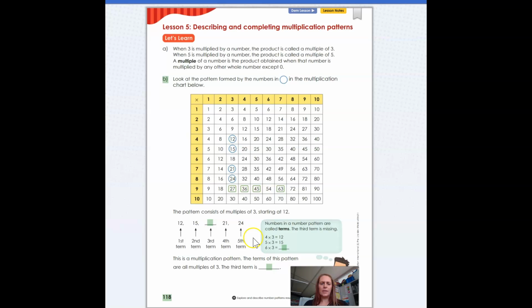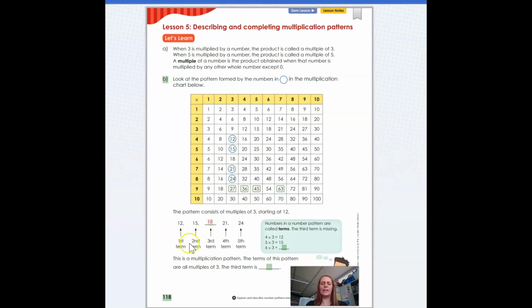Okay, so it says here this is a multiplication pattern. The terms of this pattern are all multiples of 3. The third term is, okay, so we can go here to our chart. We've got 12, 15, 18 is missing. If we go across, 18 is a multiple of 3. 3 times 6 equals 18. So our third term should be 18. Let's click the button. There it is, 18.